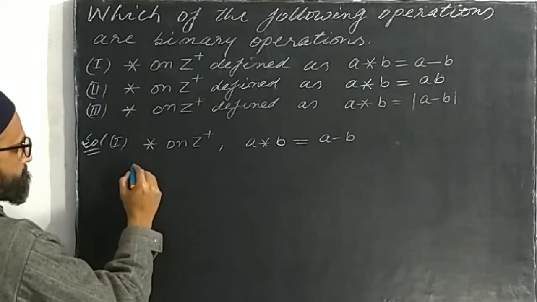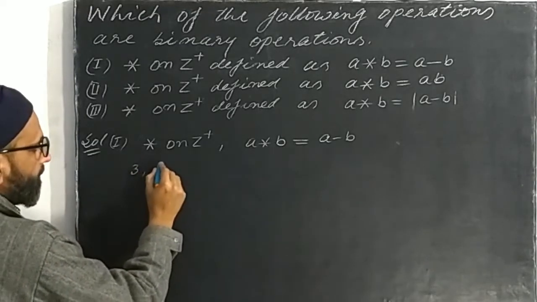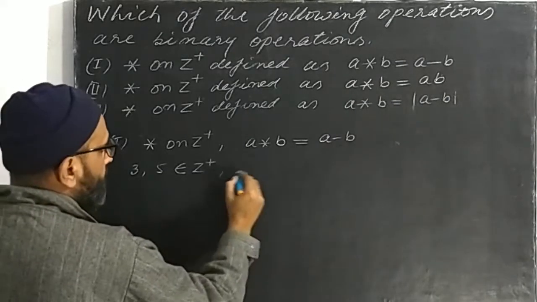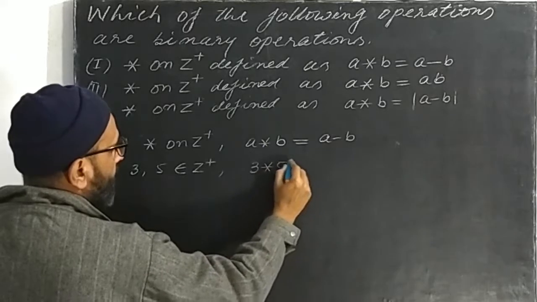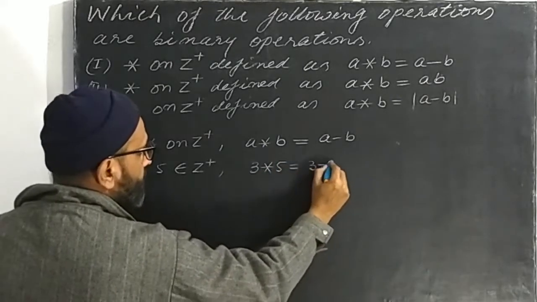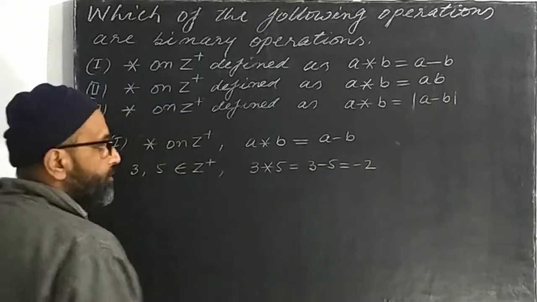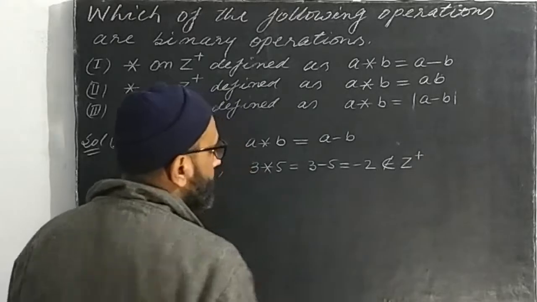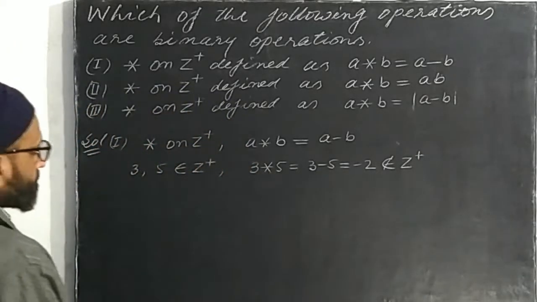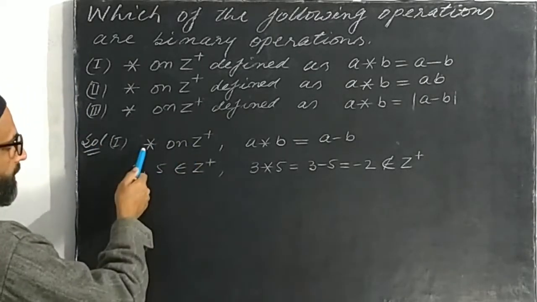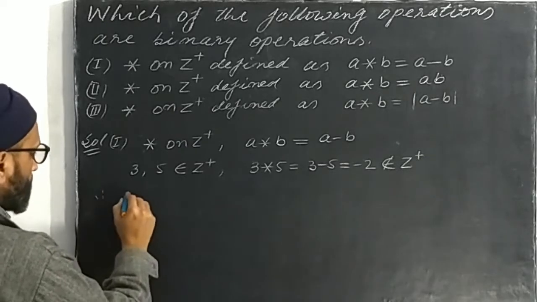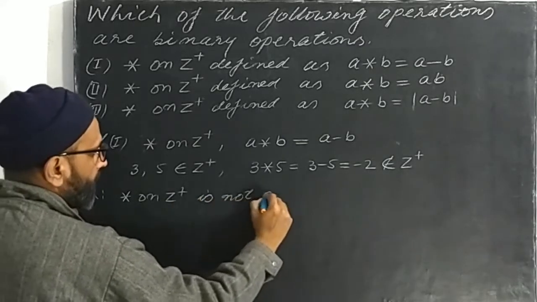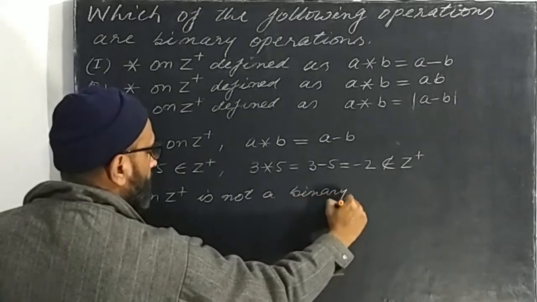As you see, let 3 and 5 be two non-negative integers. If we take the operation 3 star 5, according to the definition it will be 3 minus 5, that will be minus 2, and obviously minus 2 is a negative integer, so it does not belong to Z plus, which is the set of non-negative integers. So we see Z plus is not closed under the operation star, so here star on Z plus is not a binary operation.